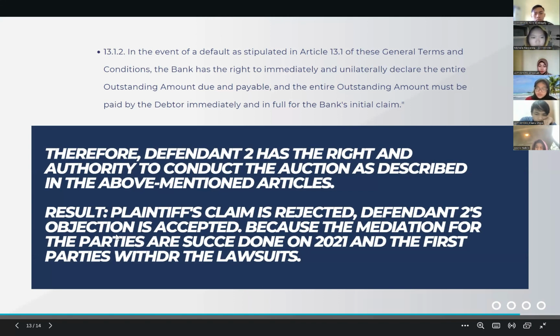Defendant 2's objection is accepted because the mediation between the parties succeeded in 2021, and the parties withdrew the lawsuit.